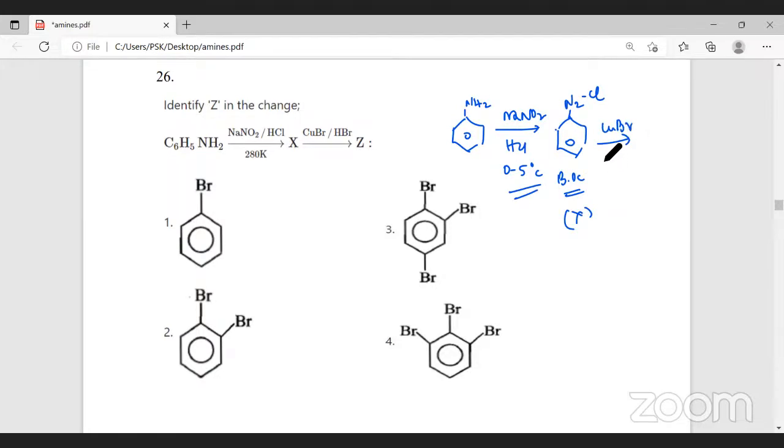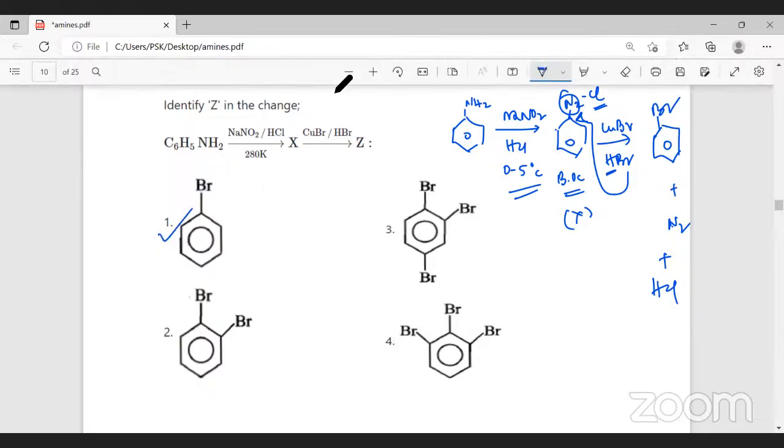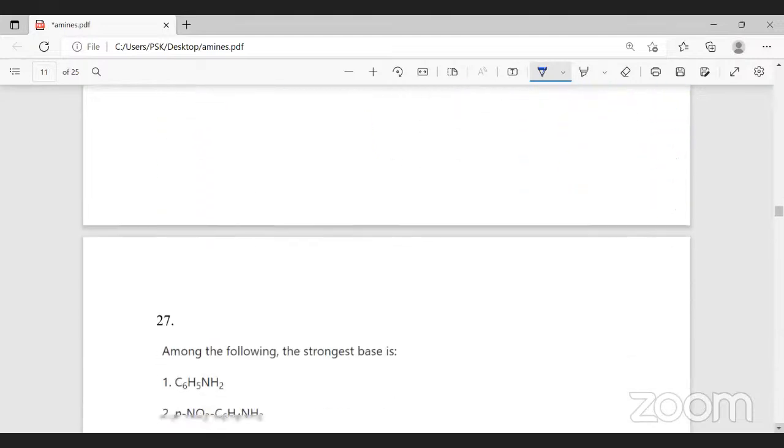When we treat it with cuprous bromide and HBr, the nitrogen gets eliminated as N2. This chlorine and this hydrogen get eliminated as HCl. Now this bromine goes in place of this. So the product we get is bromobenzene. So the answer for this question is option 1. It is bromobenzene.